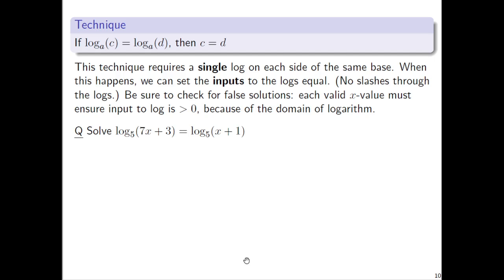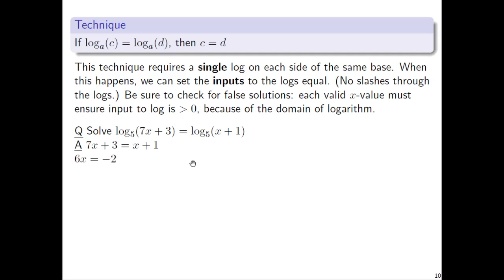Their logs are the same base. They're both base 5. And so we get to set the inputs equal. That is, set this input of 7x plus 3 equal to this other input, which is x plus 1. Just set those equal. Do not draw a slash through the log base 5. Just one line down, just write the input to one log equal to the input to the other log. So the C in our example is 7x plus 3. The D in our example is x plus 1.